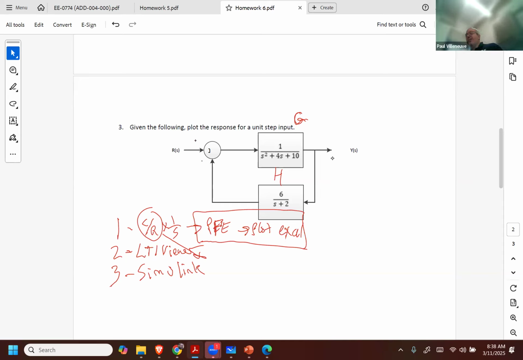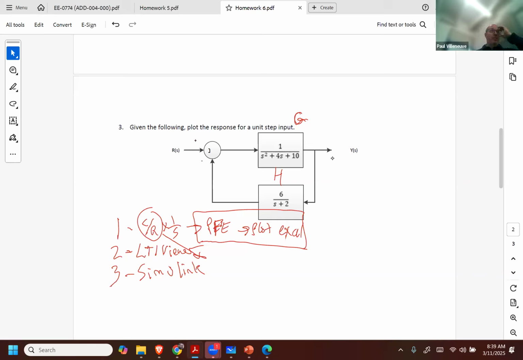So number 3 is the easiest. I just don't know if I would suggest that you do it that way for the homework, only because you still need to be able to find transfer functions. So my suggestion would be to try to do number 2 and then check it with number 3. Easy enough to do, right?